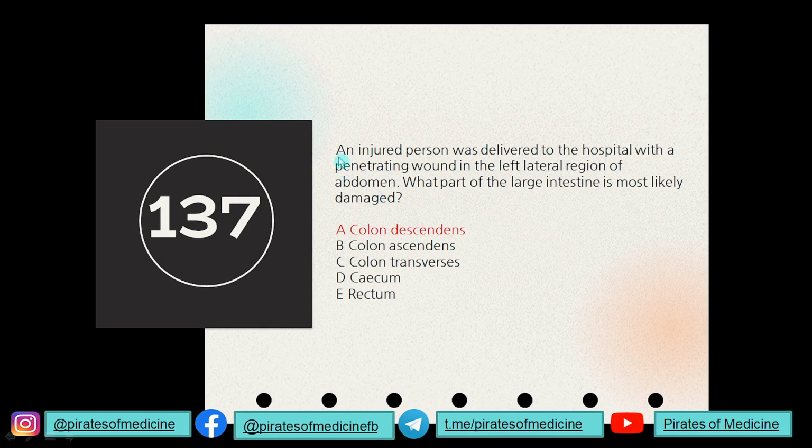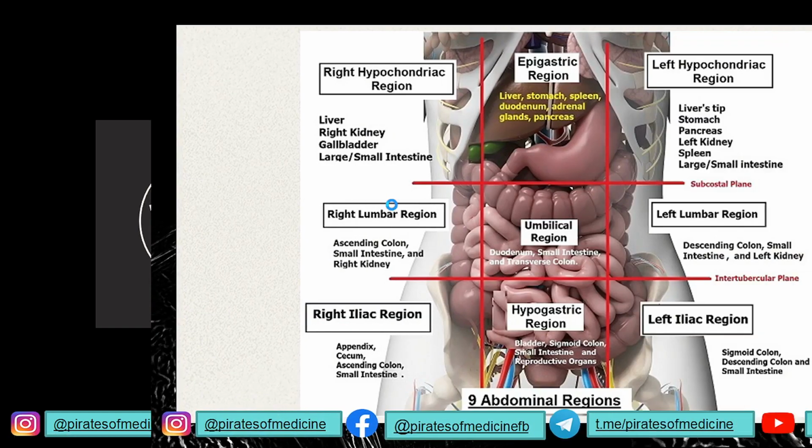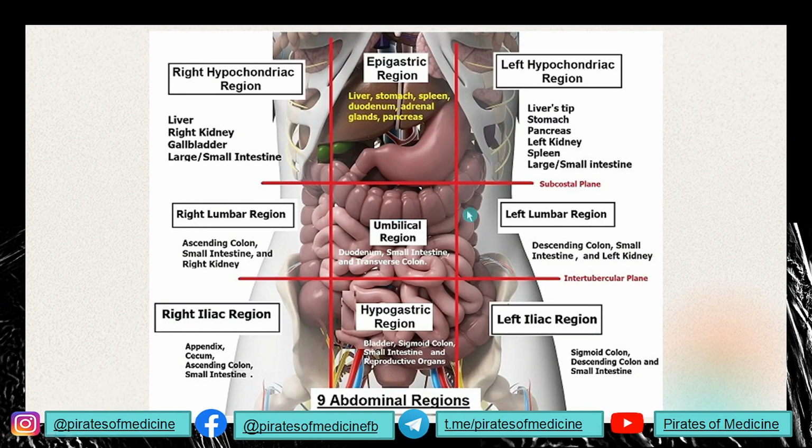137. An injured person was delivered to the hospital with a penetrating wound in the left lateral region of the abdomen. What part of the large intestine is most likely damaged? So there is a penetrating wound, note, in the left lateral region of the abdomen.